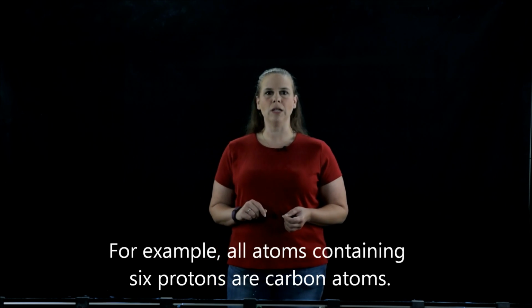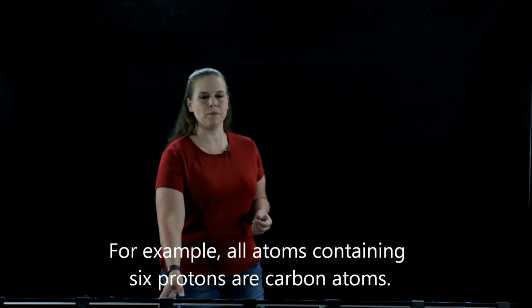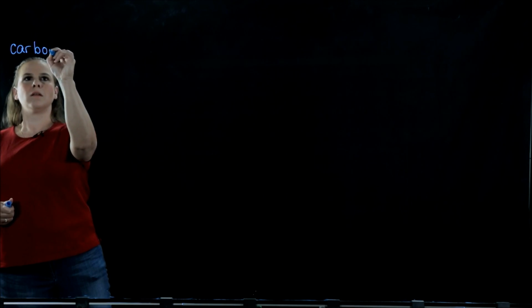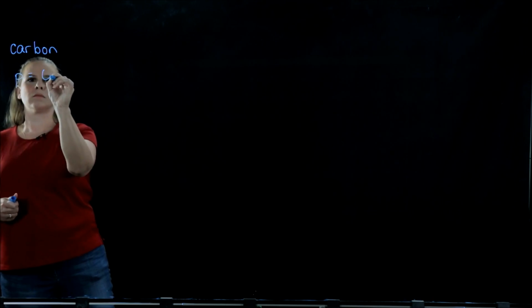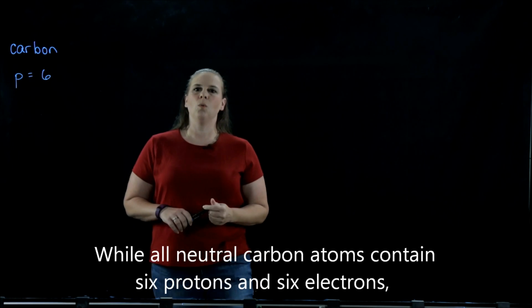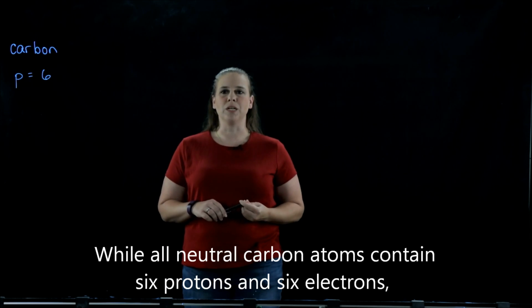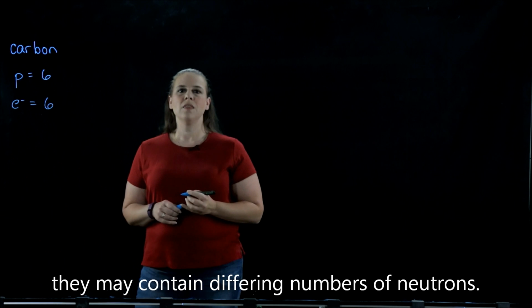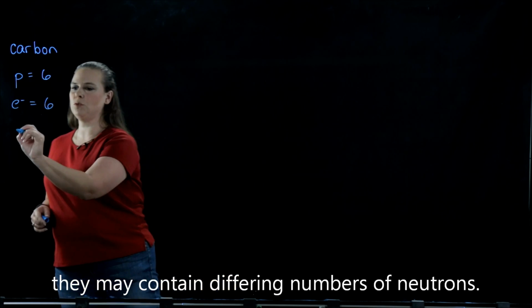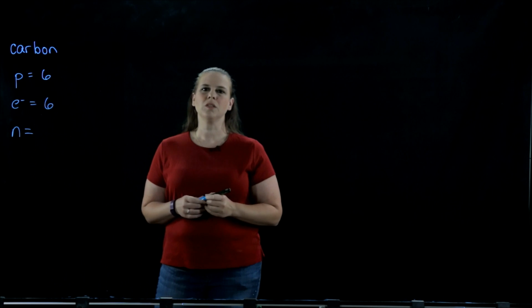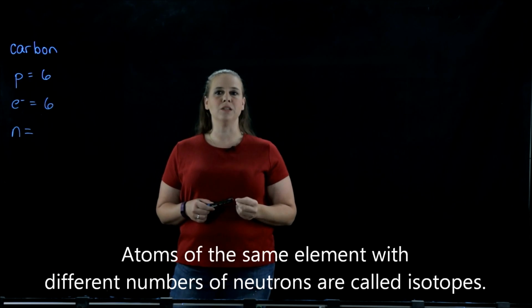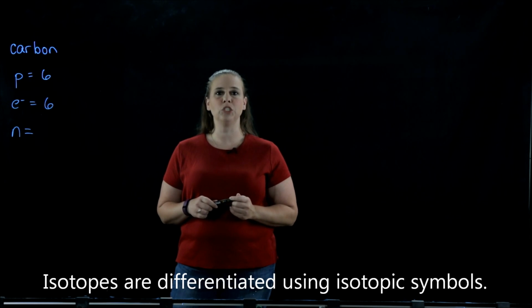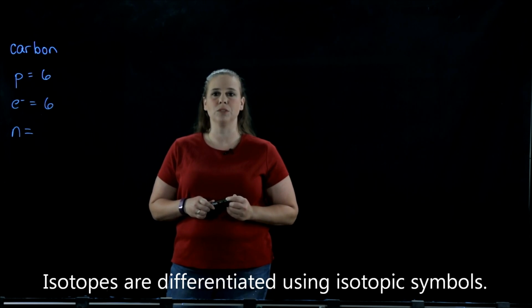For example, all atoms containing 6 protons are carbon atoms. While all neutral carbon atoms contain 6 protons and 6 electrons, they may contain differing numbers of neutrons. Atoms of the same element with different numbers of neutrons are called isotopes. Isotopes are differentiated using isotopic symbols.